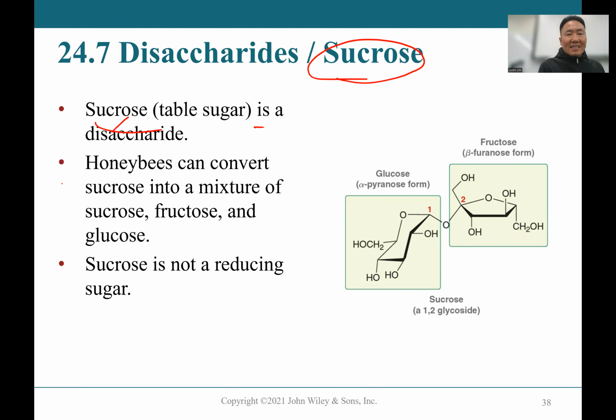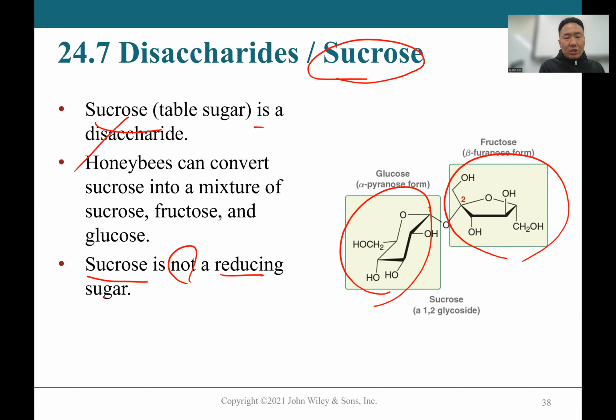Sucrose is a disaccharide, a 1,2 disaccharide. Sucrose is not a reducing sugar. On the same carbon, you can see one OR, and this is not OH. So it is not a reducing sugar.